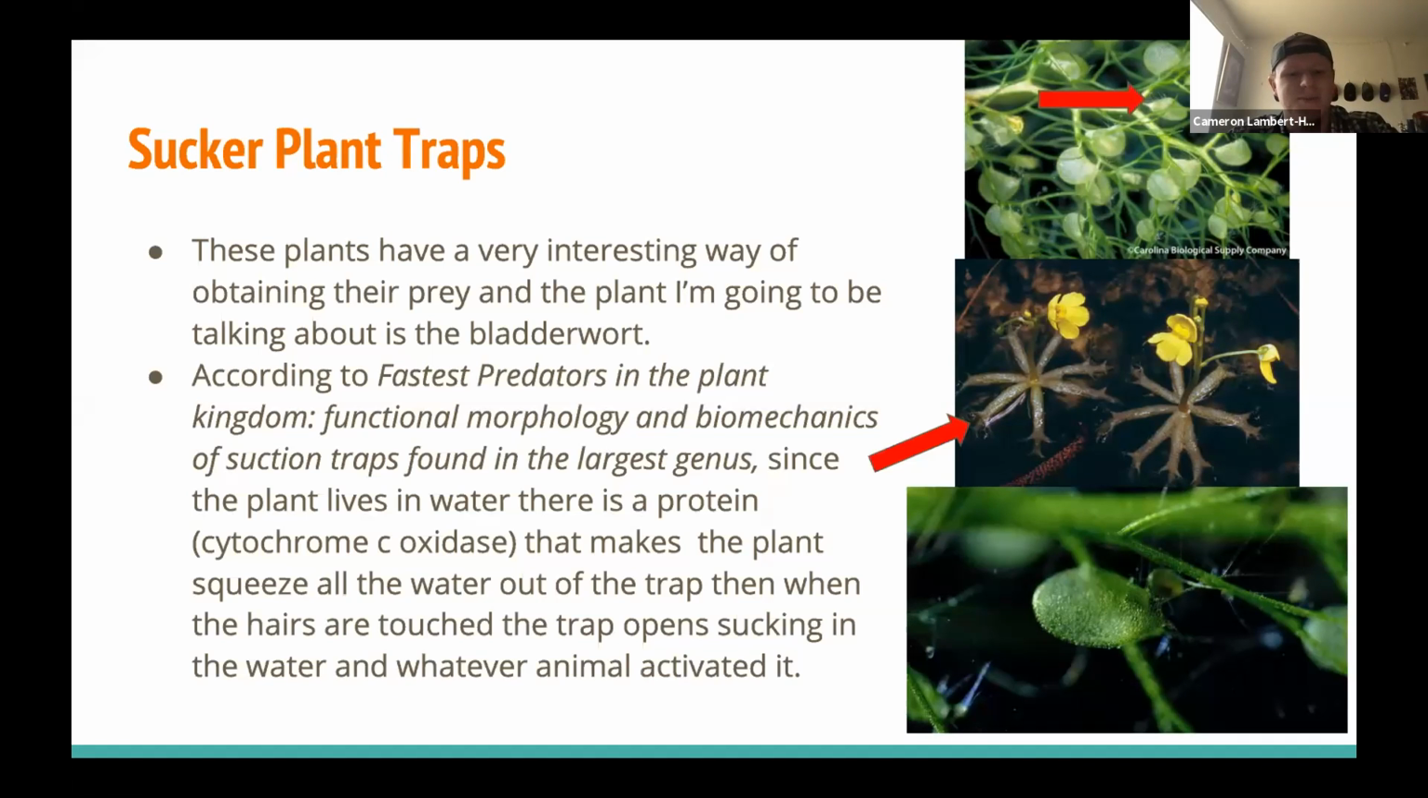They live in this water, and there's a protein that makes the plant squeeze out all the water inside of it. Then once these little hairs, again, in the top picture with the red arrows, all those little hairs up there, are triggered, the plant opens back up, which makes a sucking motion, and all that water and whatever is by those hairs gets sucked into the trap. Then that animal gets stuck within the trap, and the plant digests it. Once it's fully digested, the protein closes it again to squeeze out all the water to prepare it to trap again.